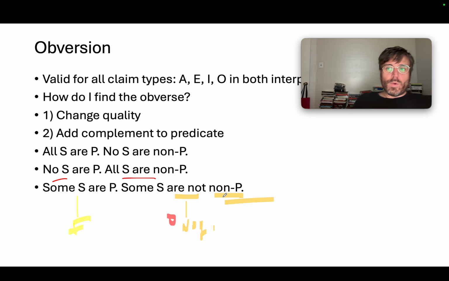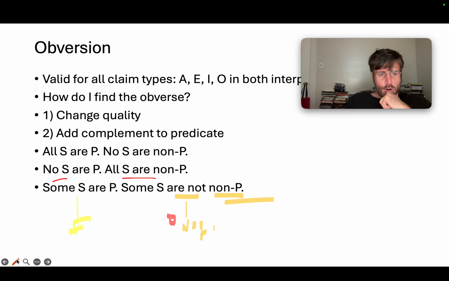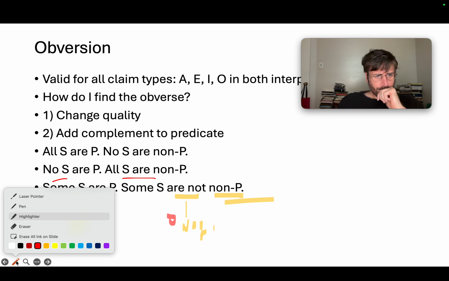So do be careful when you're trying to provide the obverse for an O term, or rather for an I, which becomes an O. Okay?